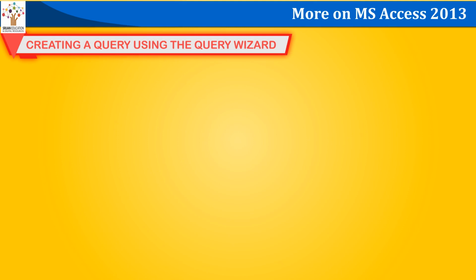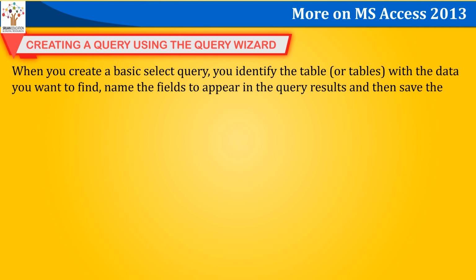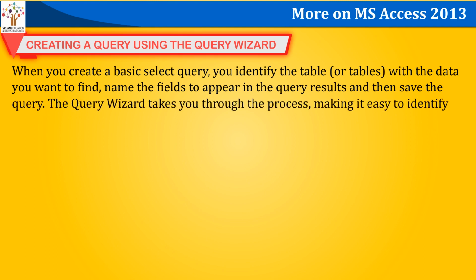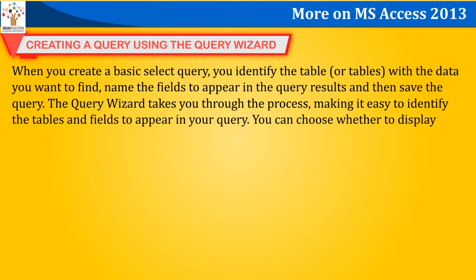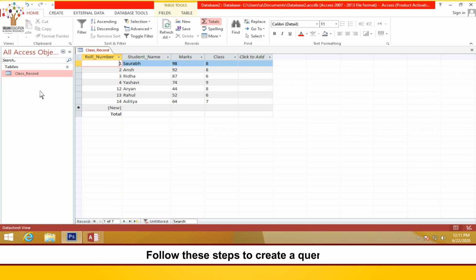Creating a query using the Query Wizard. When you create a basic select query, you identify the table or tables with the data you want to find, name the fields to appear in the query results, and then save the query. The Query Wizard takes you through the process, making it easy to identify the tables and fields to appear in your query. You can choose whether to display detailed results, that is, the individual query rows, or summarize the query's contents. Follow these steps to create a query.